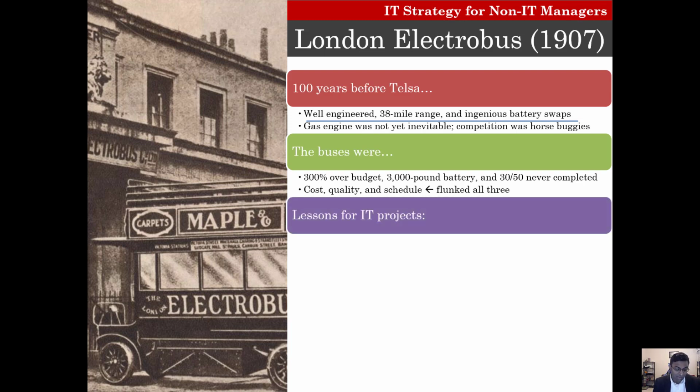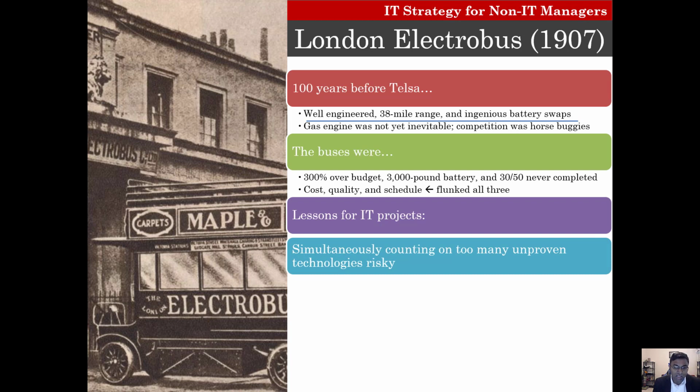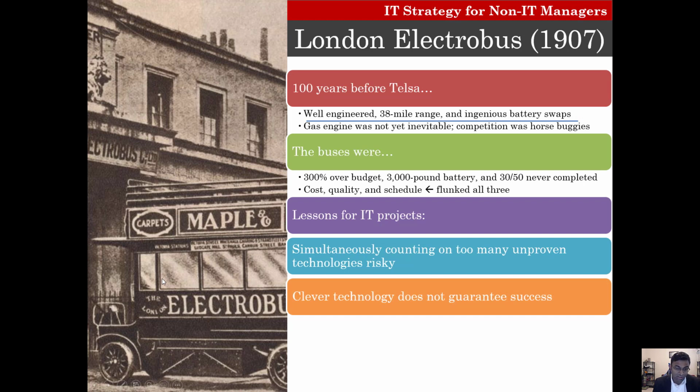And again, the project simultaneously involved too many new unproven technologies. The Electrobus project offers three forgotten lessons for IT projects. Simultaneously counting on too many unproven technologies is risky. Clever technology does not guarantee success. The best technology does not always win. A project must outdo its real competition. And for the Electrobus, the competition was not the automobile but the horse.